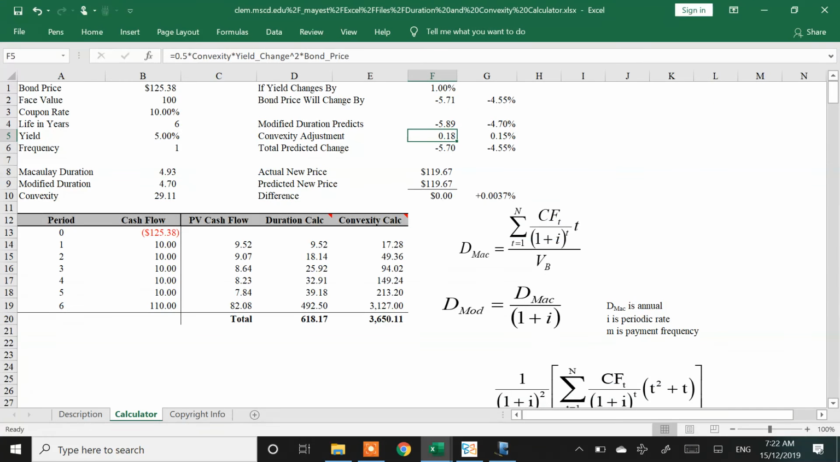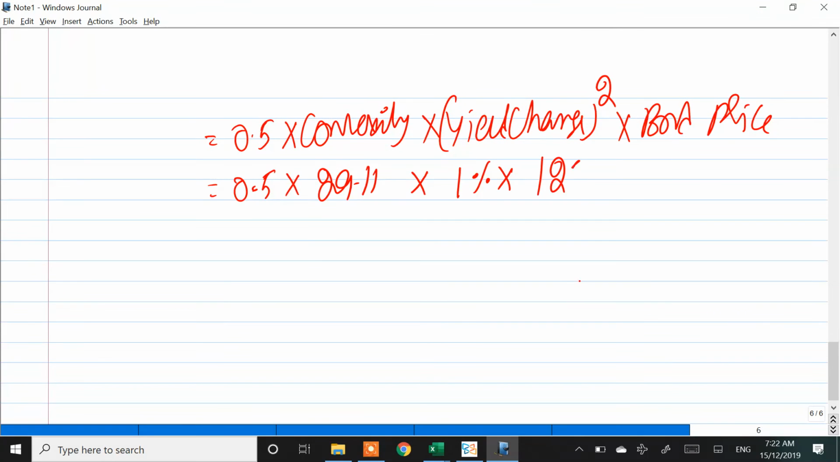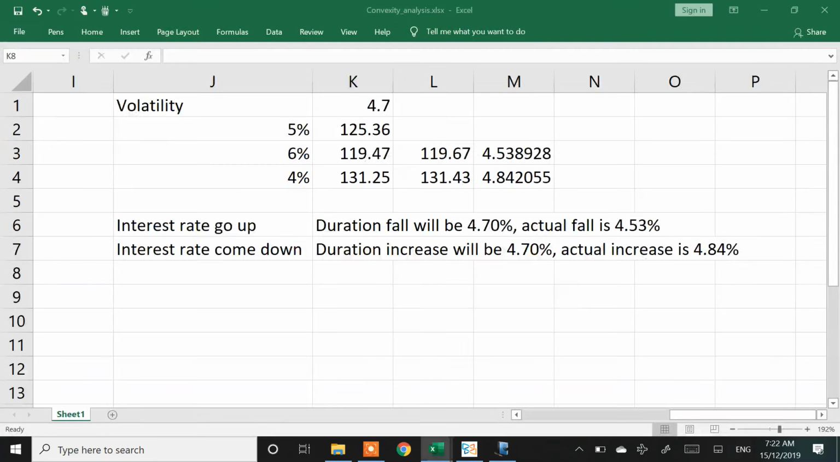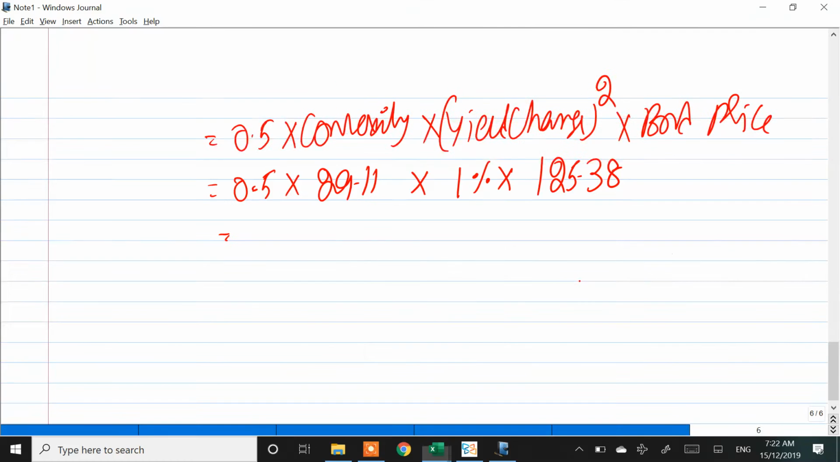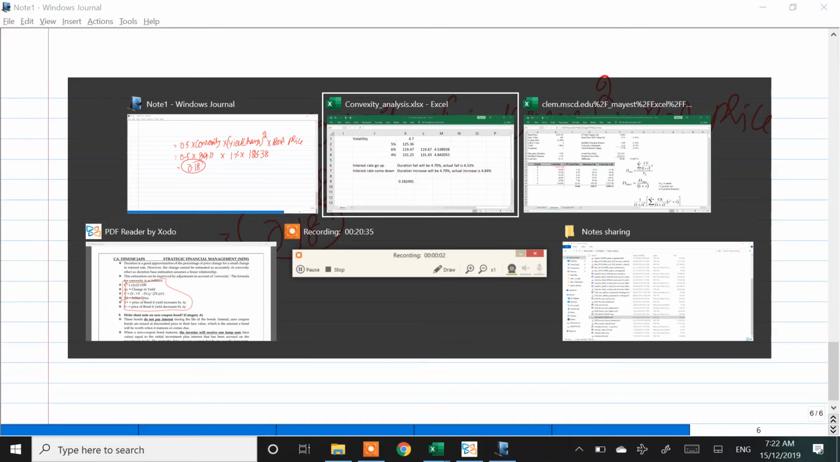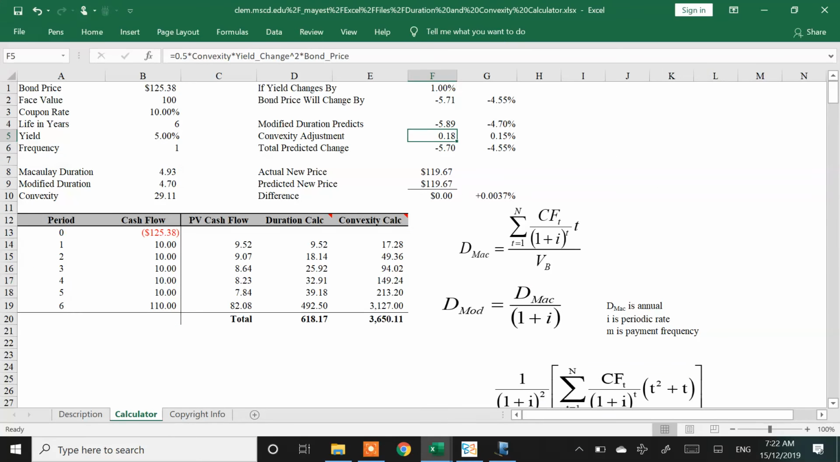And original bond price was 125.38. This will give me a number: 0.5 into 29.11 into yield change. This 0.18 is an extra adjustment which I will have to do to my answer.